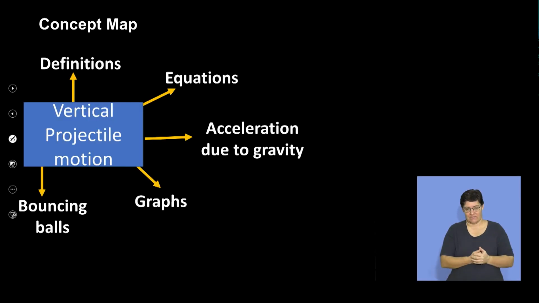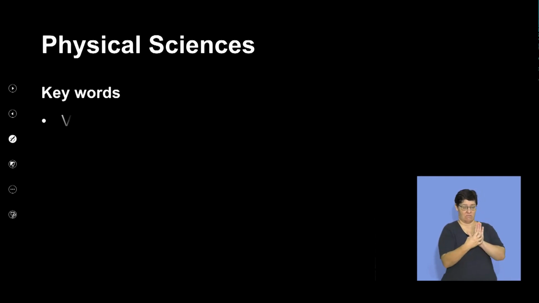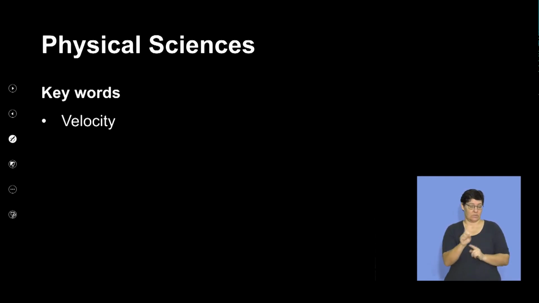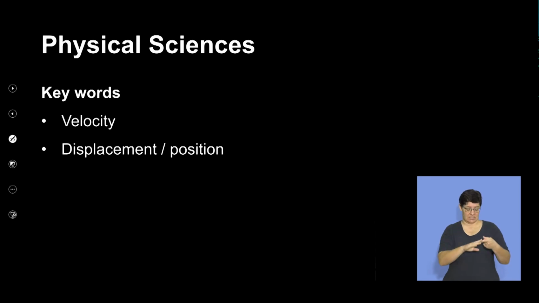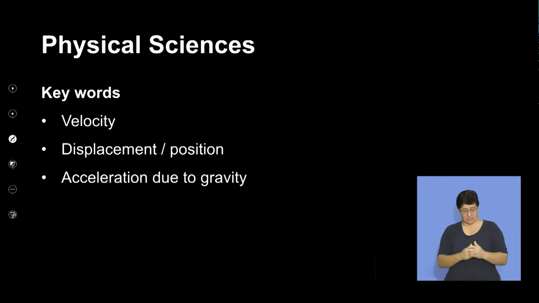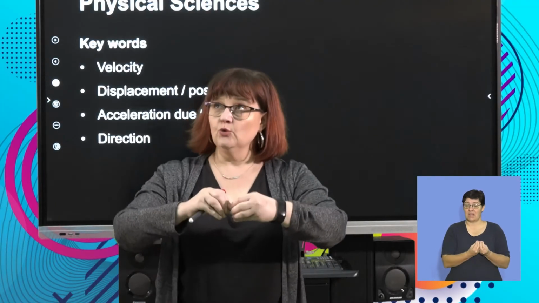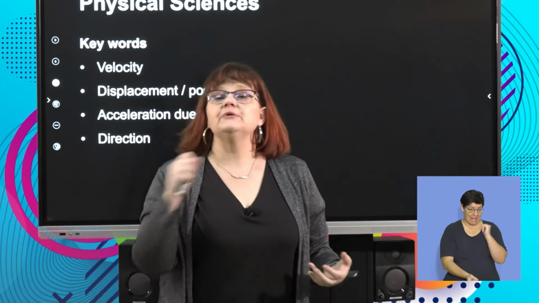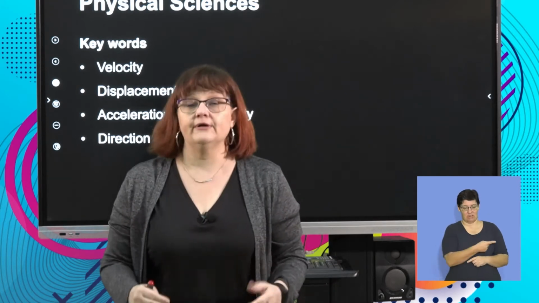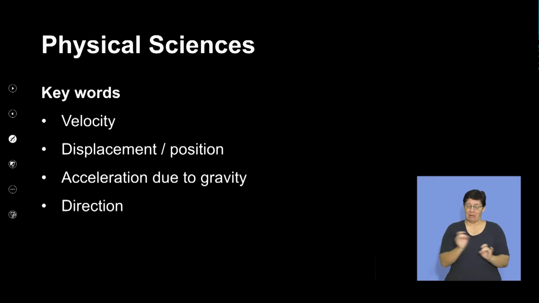Okay? So, we've looked at, through the series so far, definitions, equations, acceleration. Today we're going to look at graphs. So our keywords are velocity, which hopefully we know what that is, displacement and position. We're going to look at acceleration due to gravity, and then of course direction. Direction, direction. If there's something that's going to make you make a mistake, it's going to be direction. So we've got to be very clear on our directions, okay, because we're dealing with vectors.